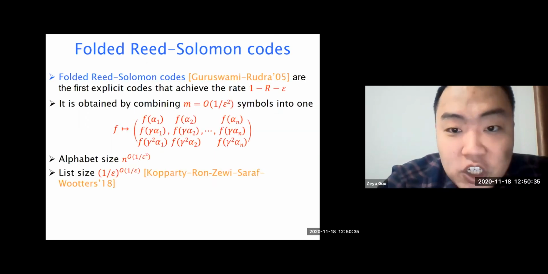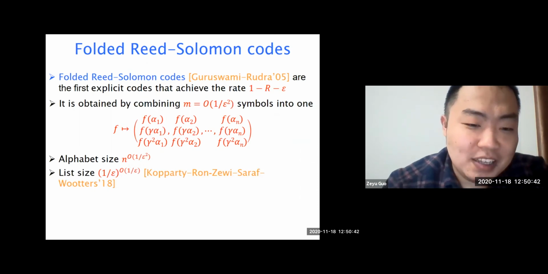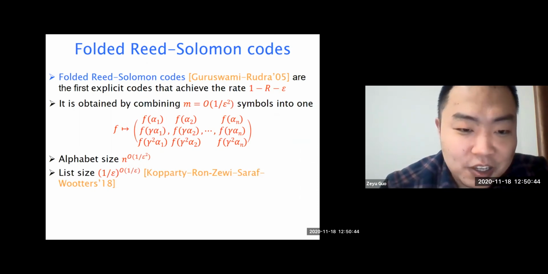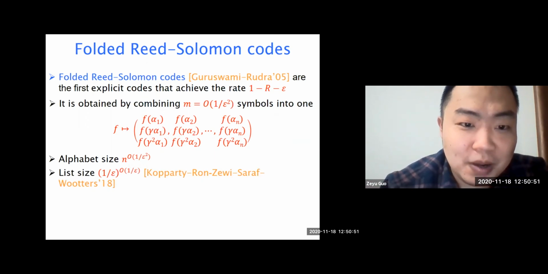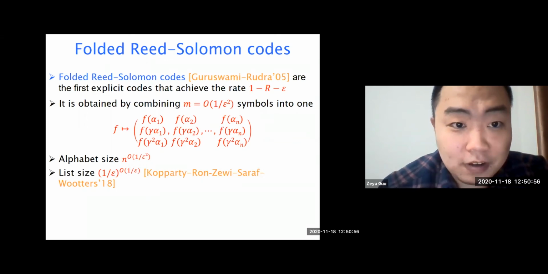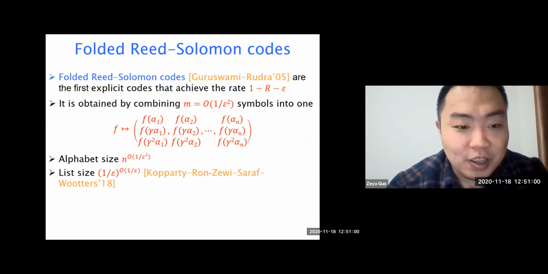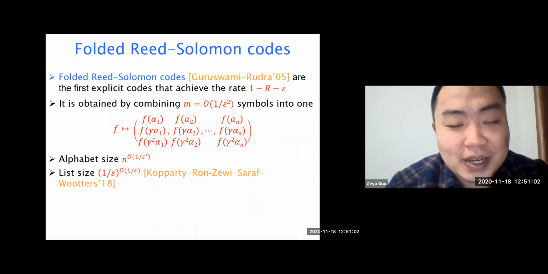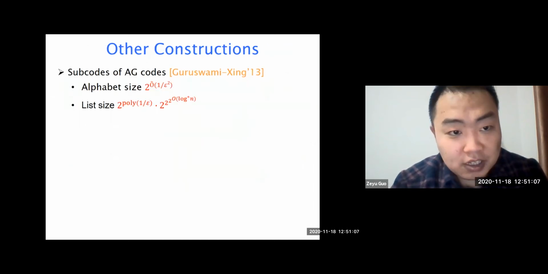So folded Reed-Solomon codes achieve the capacity, but the alphabet size... So recall that in the theorem about the non-explicit codes, we can get the alphabet size and list size both constant, depending only on epsilon. But here, the alphabet size still depends on n. That's one downside, one drawback of this folded Reed-Solomon code. So we hope to reduce the alphabet size to a constant. And here are some constructions that achieve this.